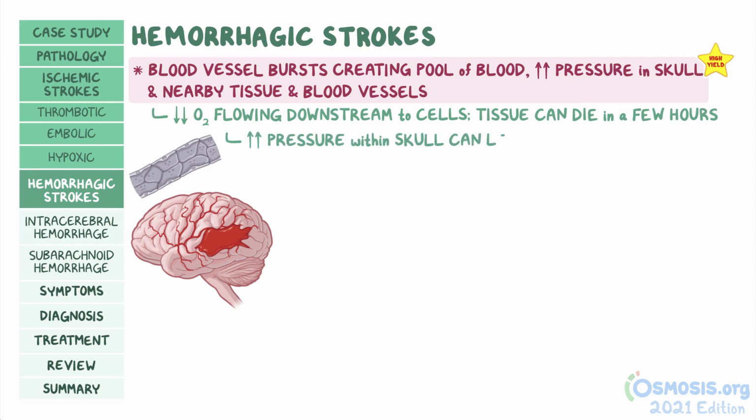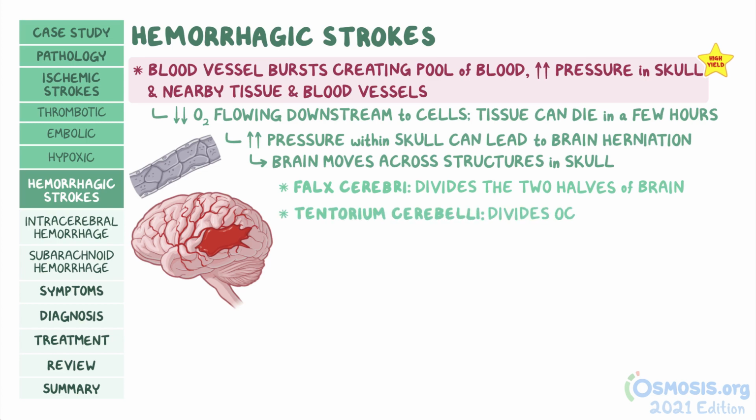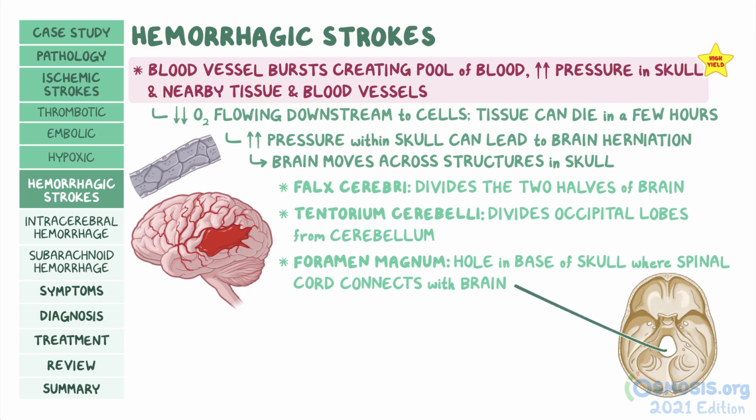Increased pressure within the skull can lead to brain herniation, which is when the brain moves across the structures in the skull. These structures include the falx cerebelli, which divides the two halves of the brain, the tentorium cerebelli, which divides the occipital lobes from the cerebellum, and the foramen magnum, which is the hole in the base of the skull where the spinal cord connects with the brain.